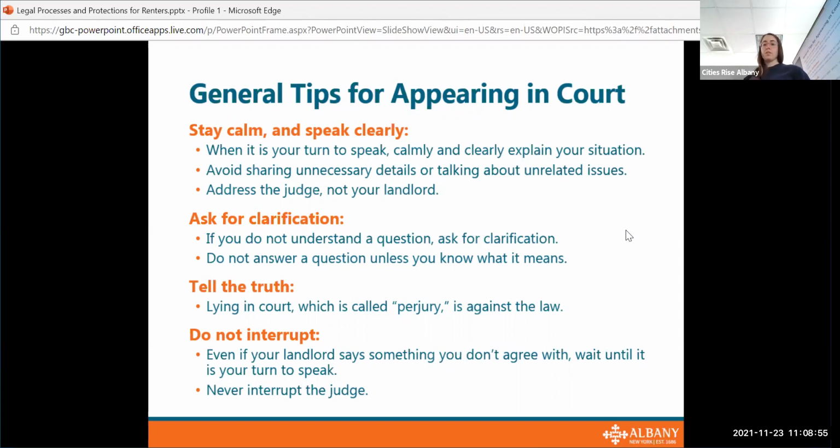Most of the time, the judge would be happy to explain to you what's going on or what a certain term means. And finally, it's very important to not interrupt others in court, especially the judge. This goes for your landlord as well. So even if your landlord says something that isn't true or you don't agree with, you'll want to wait until it's your turn to speak.